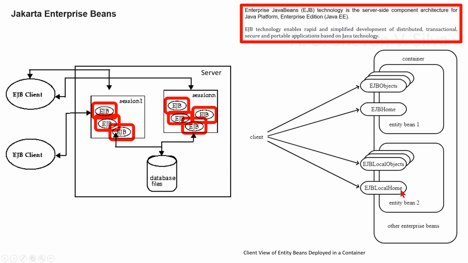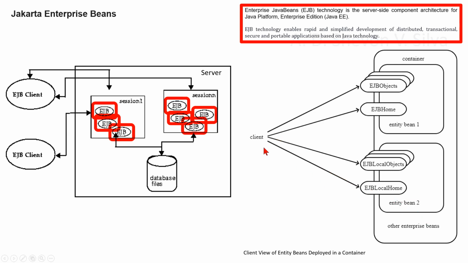Interface EJBLocalHome. The EJBLocalHome interface must be extended by all enterprise beans' local home interfaces. An enterprise bean's local home interface defines the methods that allow local clients to create, find, and remove enterprise bean objects.